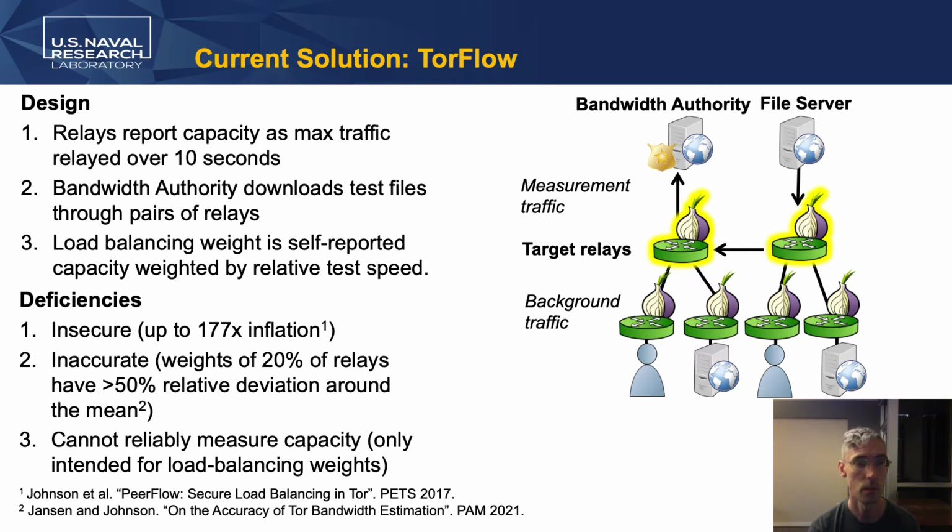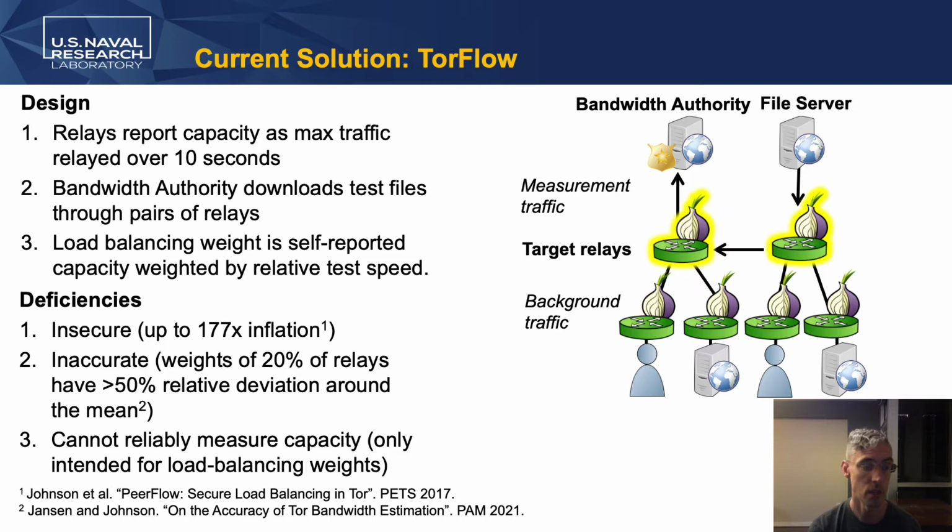The current solution to this problem is a system called TorFlow. In TorFlow, relays monitor themselves and estimate as their capacity the maximum amount of traffic that they've seen themselves relay in a 10-second period. There's also a set of bandwidth authorities. Each bandwidth authority periodically selects a pair of relays and downloads a test file of a known size through that pair. Load balancing weights are then determined from the self-reported capacities by adjusting them by the relative speed of the downloads through that relay.